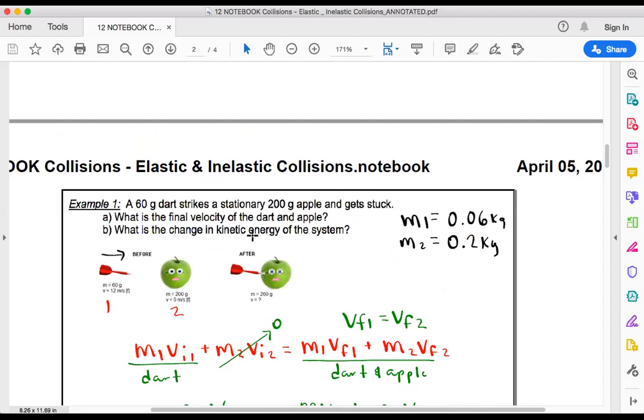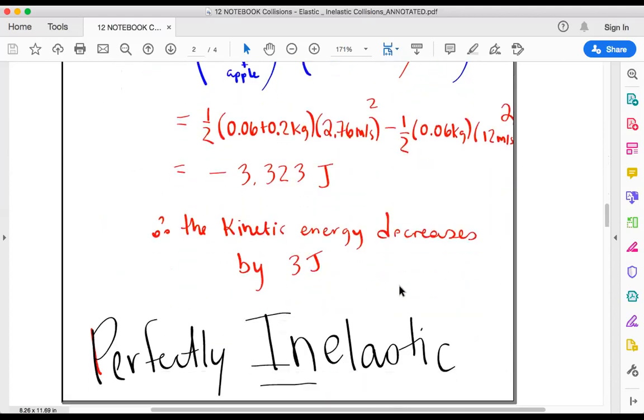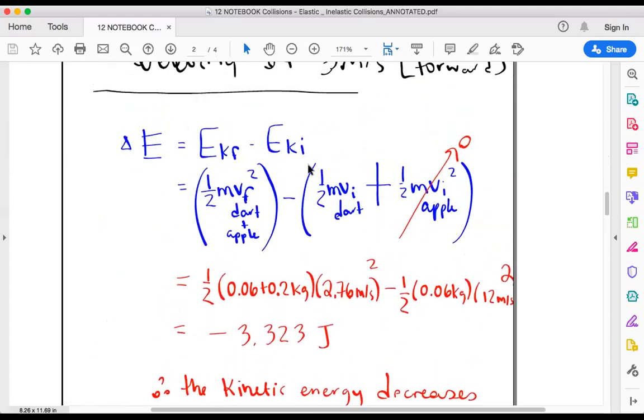We know we lose kinetic energy. So to find out how much kinetic energy we lose, we can find the initial kinetic energy of the dart and the apple. And we can subtract the combined kinetic energies, or sorry, the kinetic energies of the dart and the apple at the end, the final kinetic energy, and subtract the initial kinetic energy, which is the sum of the dart and the apple's kinetic energies. But since the apple was stationary, it goes to 0.